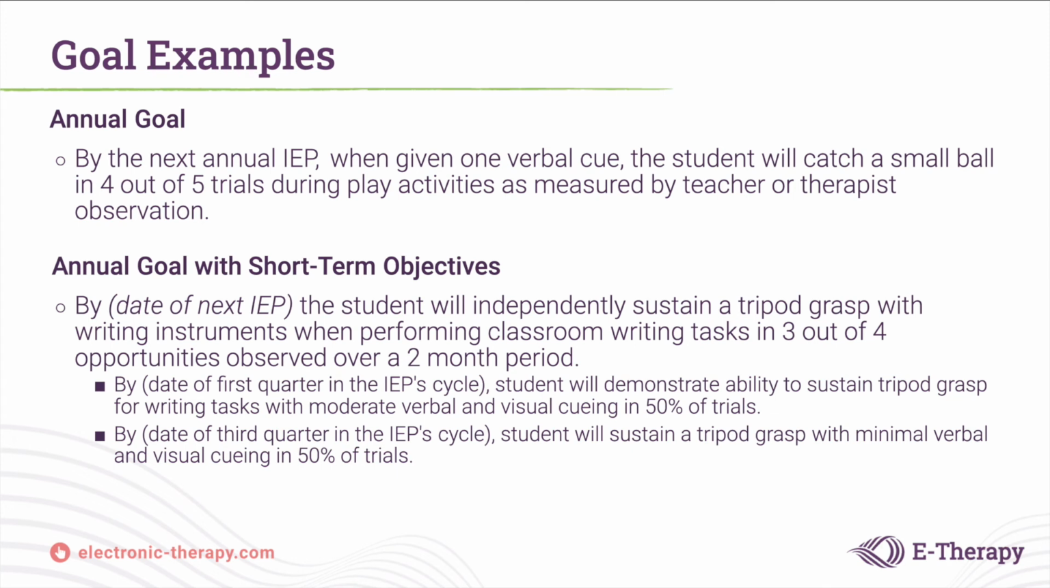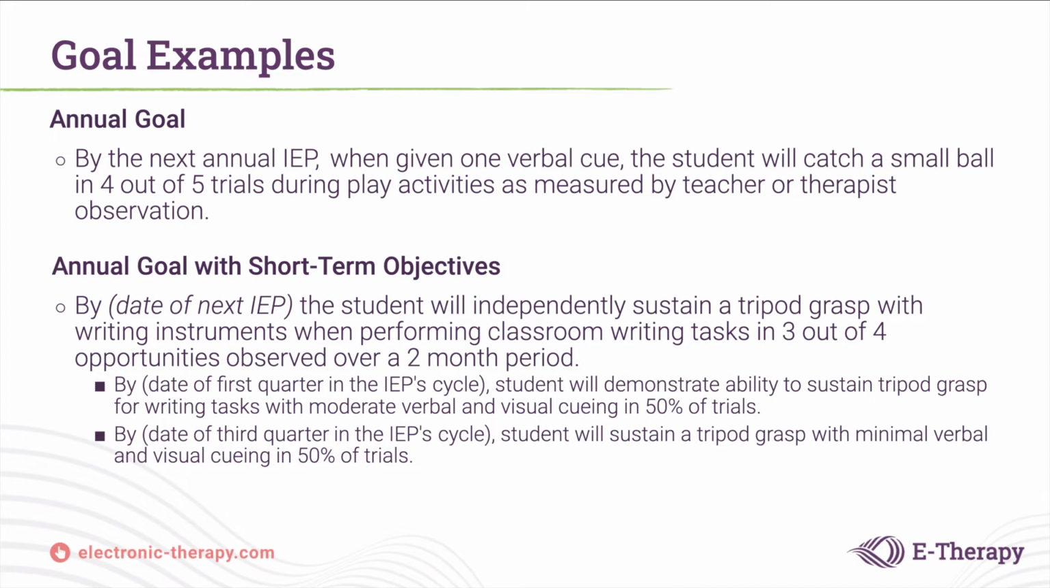So here are some examples. An annual goal might be by the next annual IEP, when given one verbal cue, the student will catch a small ball in 4 out of 5 trials during play activities as measured by the teacher or therapist observation. So you can see it's specific. We're saying exactly what we want the student to do, and we're saying how we're going to measure that progress.